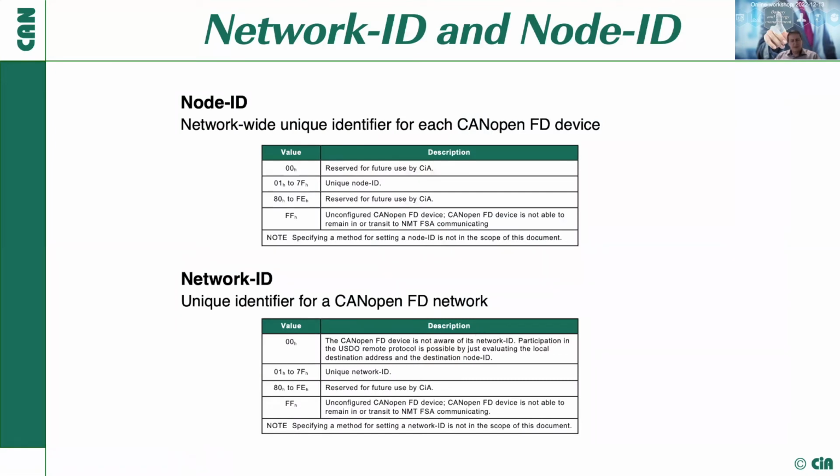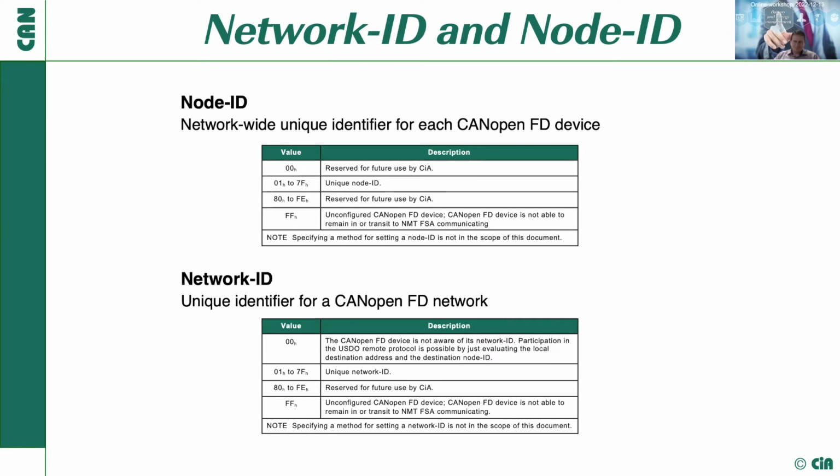Coming back to the CANopen FD details, we are still somewhere in the area of the physical layer and the lower layers and the settings that we need for making a CANopen FD device work. And as I've said, we have a node ID. For the node ID, everything is identical to what we have in classic CANopen. But in addition to that, we now have a network ID.